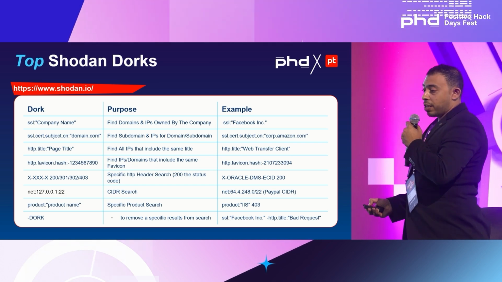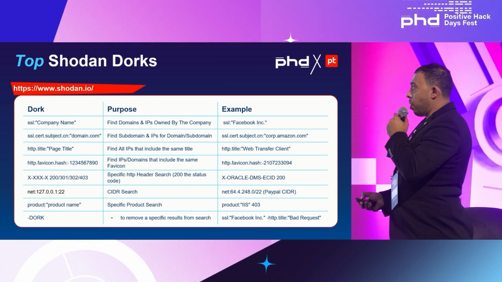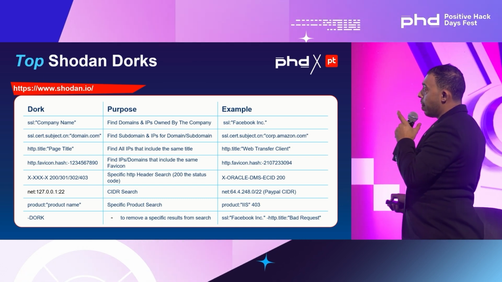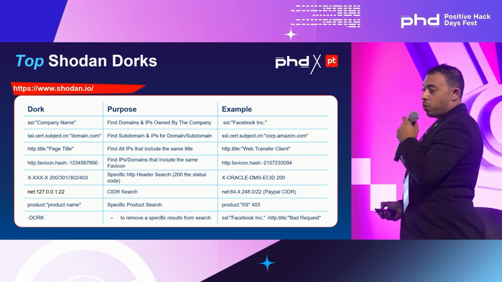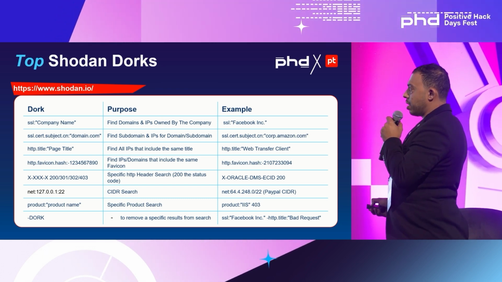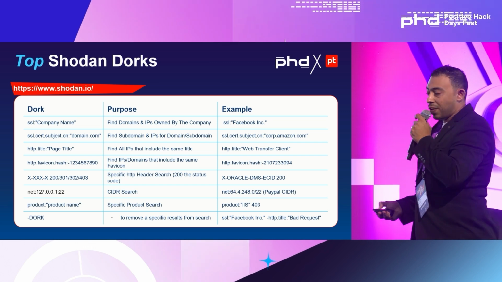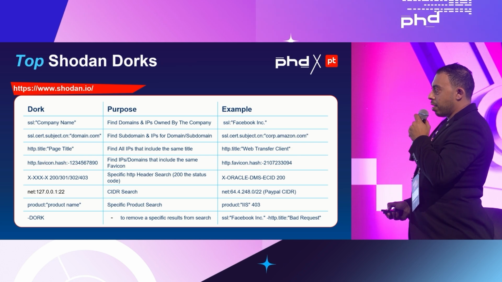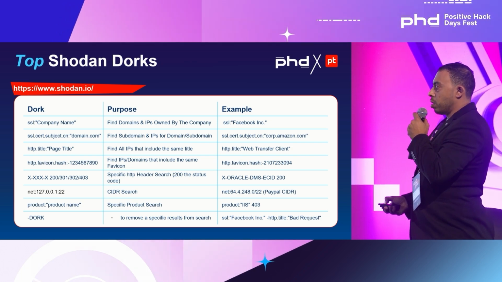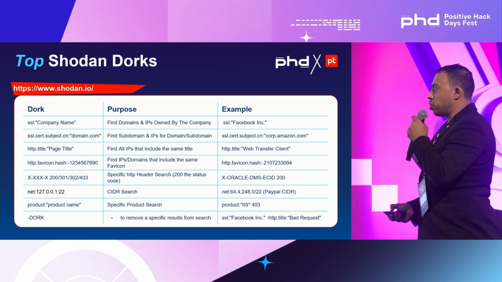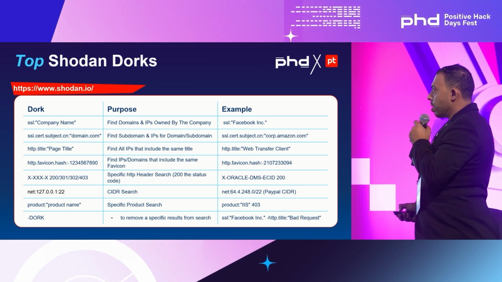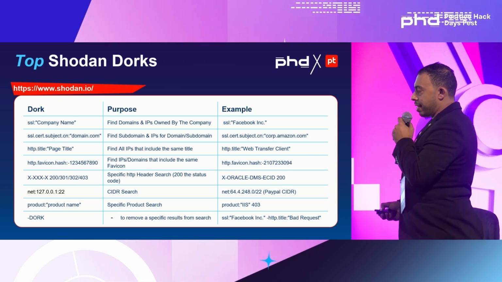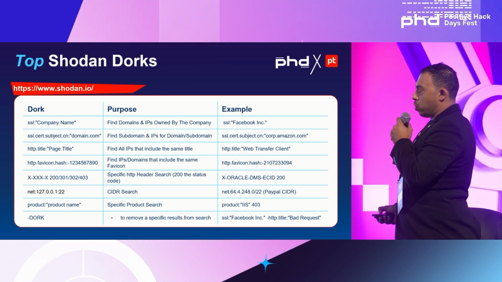http.title, the page title, finds all the IPs that include the same title in the browser. And here we have an example. Favicon hash: when we look for a favicon hash, it helps us get all IPs for a specific software. And the status: when we dork on Shodan, 200, 301, 302, for when we're looking for a specific HTTP status response. At the same time, we can look for a specific header. All of that I'm going to explain now in a picture for real scenarios.